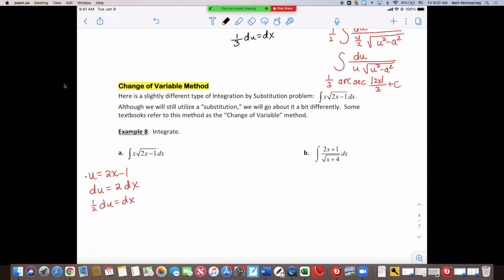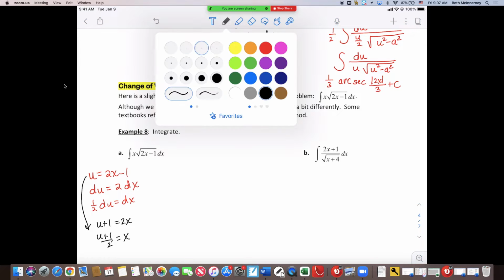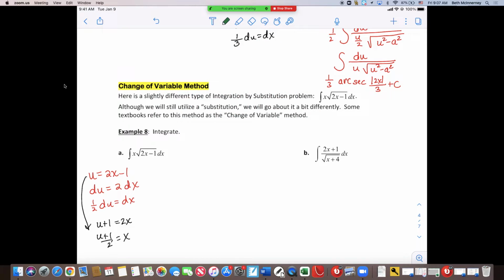What if I add 1 to both sides and divide by 2? Watch what I can do. Then this is like super cool math. I'm going to rewrite my x as u plus 1 over 2 times the square root of u, and I have my 1/2. Don't lose that little 1/2.